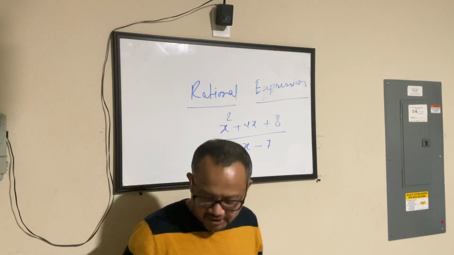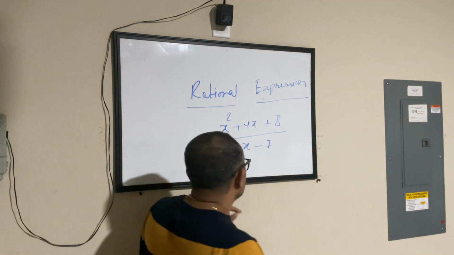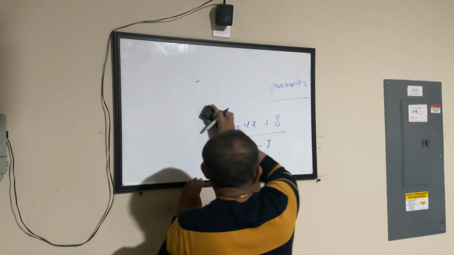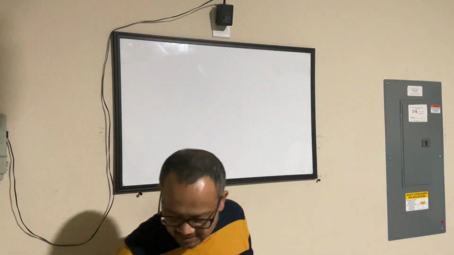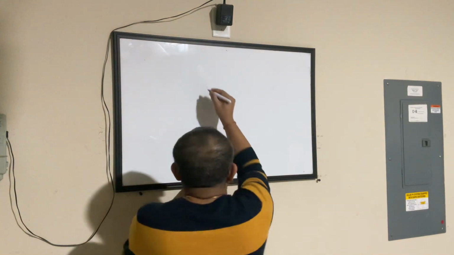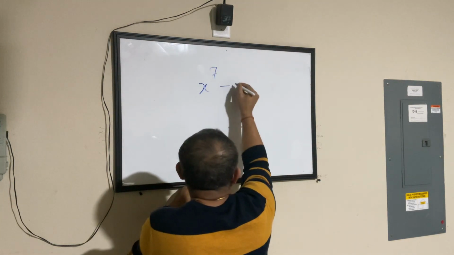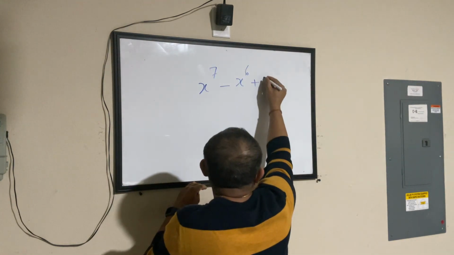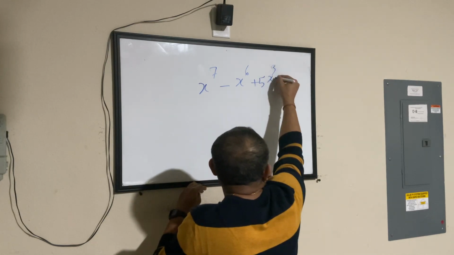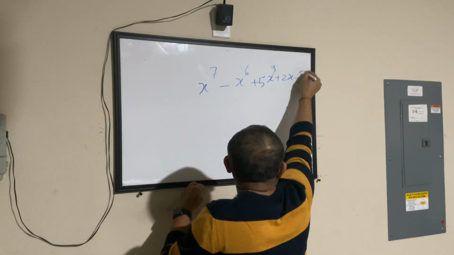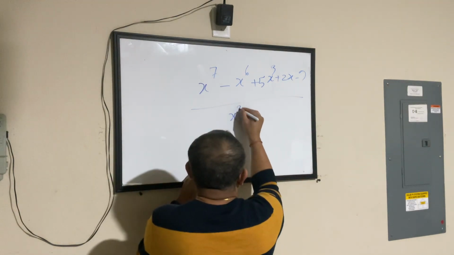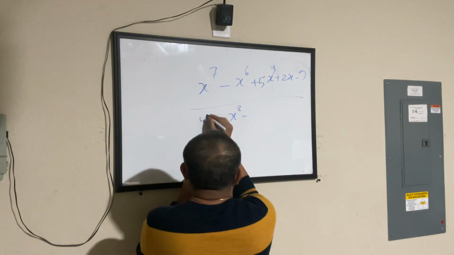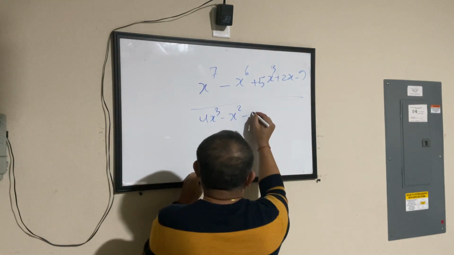Yep. Okay. Now let's go further into it. The first thing that you want to understand is that your rational expression could be in any form. Let's say x to the power 7 minus x to the power 6 plus 5x cube plus 2x minus 9. And then as a denominator, let's say you have x squared minus 4x cube minus x squared plus 7.